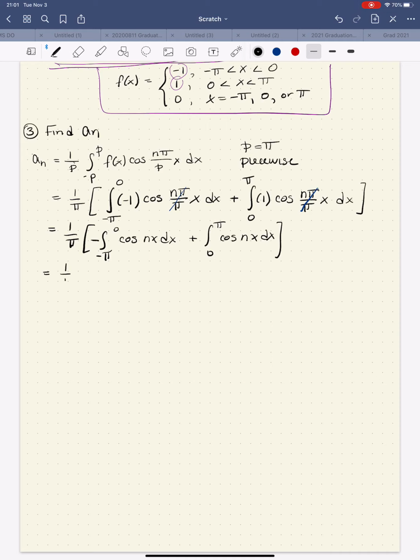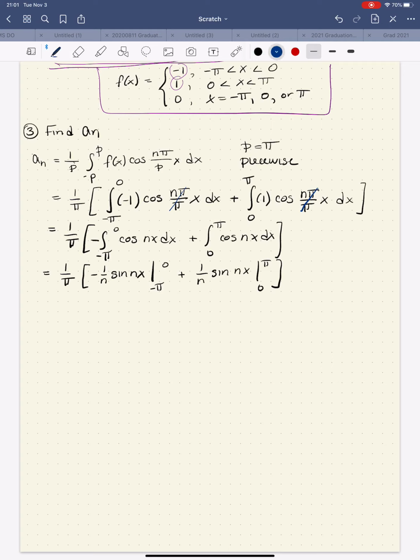So 1 over pi. And what we're going to do now is just simply integrate. So the integral of cosine is sine. So I have negative sine of nx, and then I divide through by the derivative of the argument, which is 1 over n. Chain rule, evaluated from negative pi to 0, plus 1 over n sine of nx, evaluated from 0 to pi.